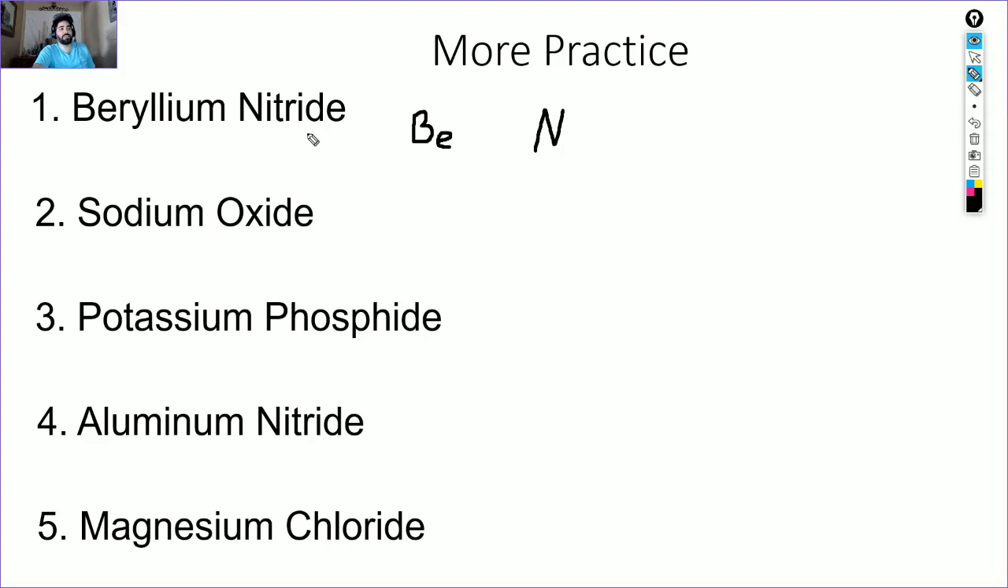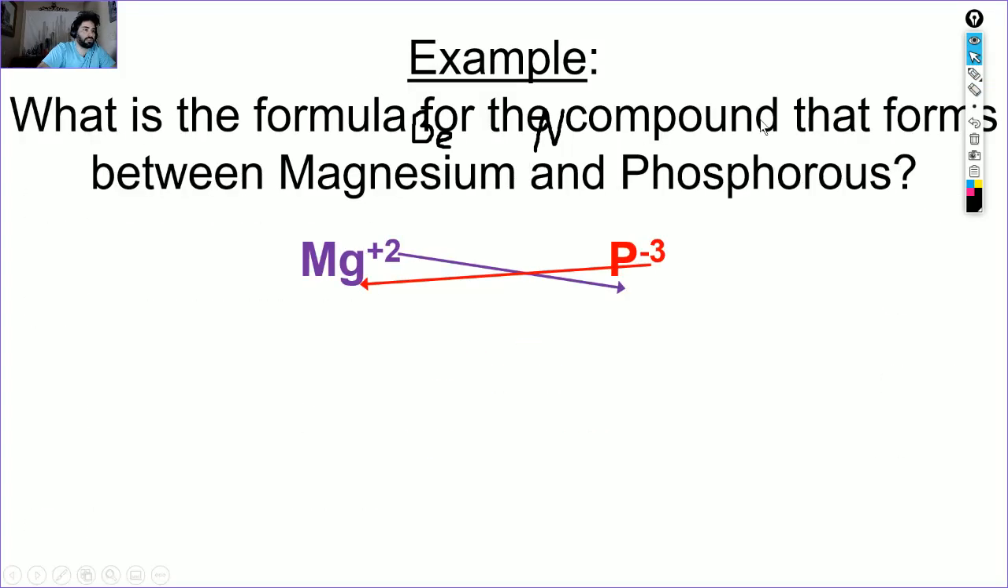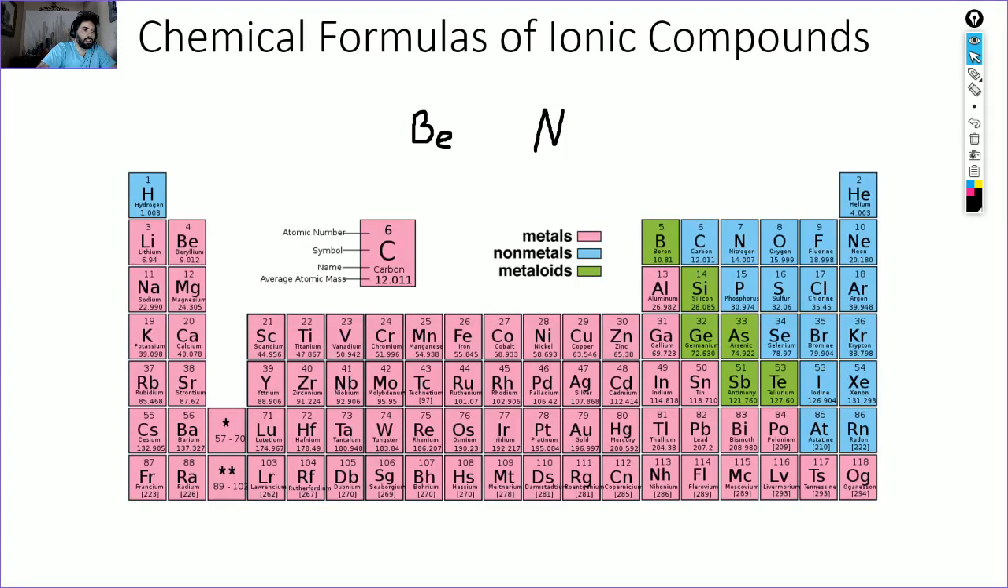I know it's nitrogen, it's not a polyatomic ion because it ends in IDE. It's not nitrate. It's not nitrite. It's nitride, IDE. So it's the element nitrogen. If you look at your periodic table, let's go back and check it out. If you look at your periodic table, beryllium, let's rewrite our oxidation numbers.